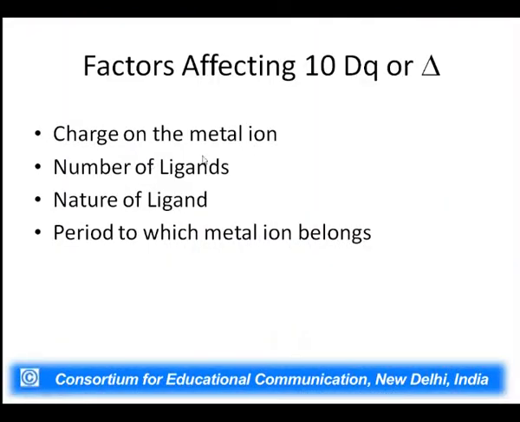We also have to understand and revise the factors which can affect the separation between the two levels, which is also important when the final CFSE is being calculated. Now here the charge on the metal ion is important. The higher the charge, the greater is the attraction between the ligand and the metal electron density, and therefore the magnitude of 10 Dq increases.